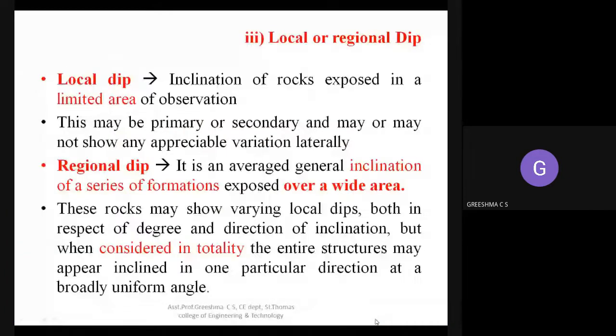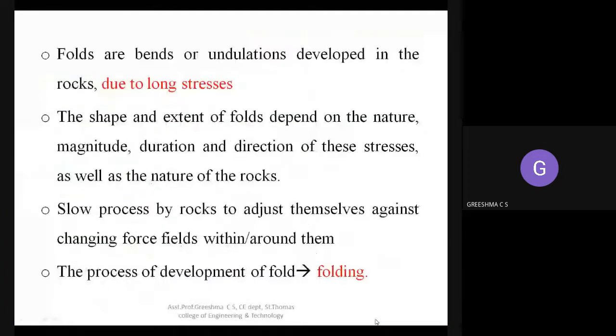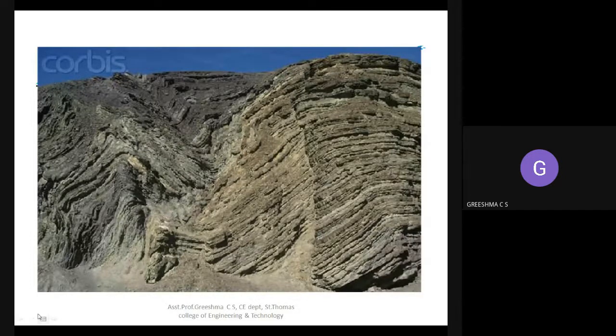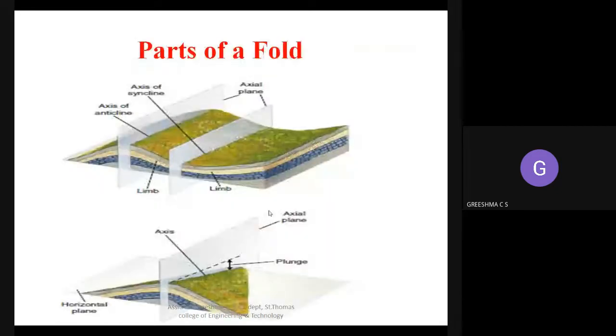Discussing about the faults. So we know what is a fault. You have seen this is a fault. Fault means what? It is basically an undulation that is occurring in the rock, or we can say the bend. The bend that is occurring in the rock is called a fault. Now we have studied about the parts of a fault.